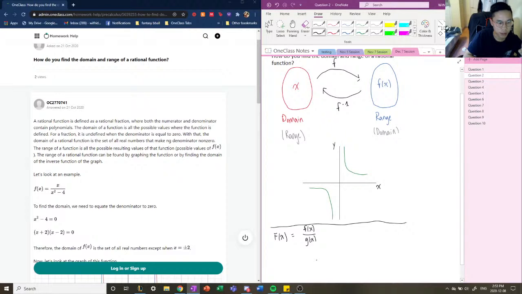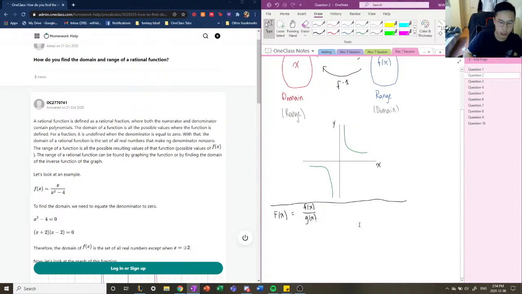With that in mind, when the denominator is equal to 0, it is undefined. The domain of a rational function is the set of all real numbers that make the denominator non-zero. So to find the domain of a rational function, we have to figure out the cases where the denominator is equal to 0. That's the key to this. Then the junior tutor expands, saying the range of a rational function can be found by graphing the function or by finding the domain of the inverse function. And then the junior tutor uses an example, and we'll go through the example now.